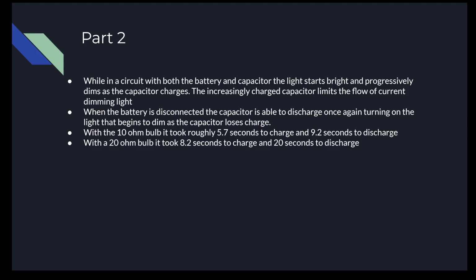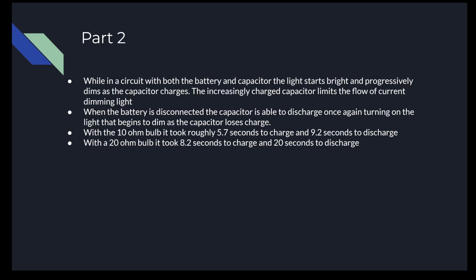While in a circuit with both the battery and capacitor, the light starts to get bright and progressively dims as the capacitor charges. The increasingly charged capacitor limits the flow of current, dimming the light. When the battery is disconnected, the capacitor is able to discharge, once again turning on the light, and it begins to dim. When the capacitor is reconnected without the battery, the current flows the opposite direction as before.